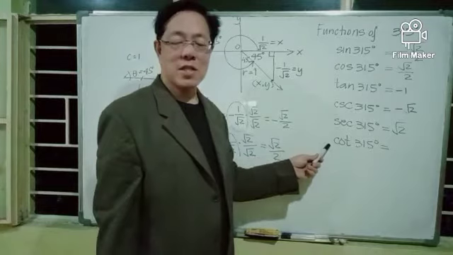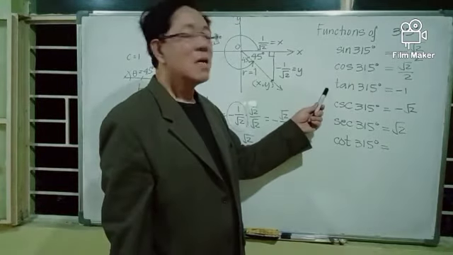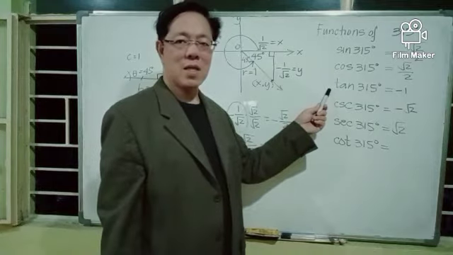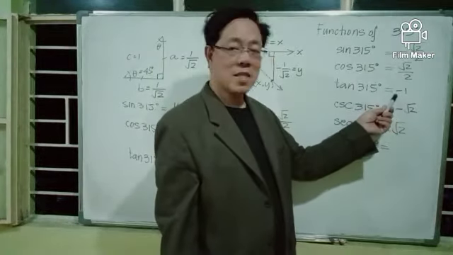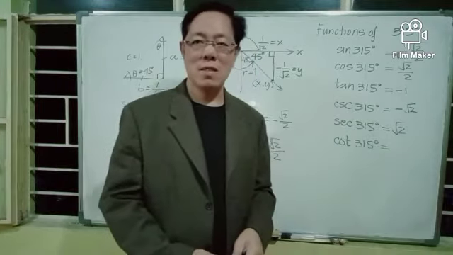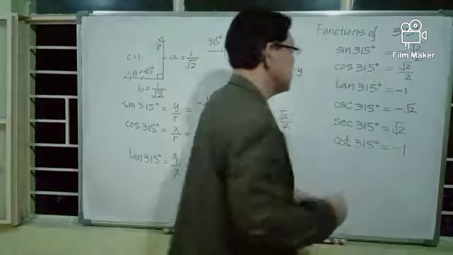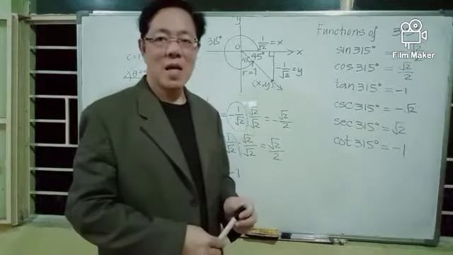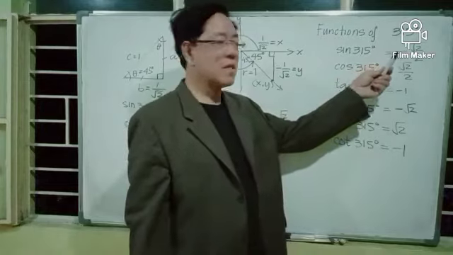The cotangent of 315 degrees is the reciprocal of the value of the tangent of 315 degrees, which is equal to negative 1. And the reciprocal of negative 1 is negative 1. These are the values of the 6 trigonometric functions of 315 degrees.